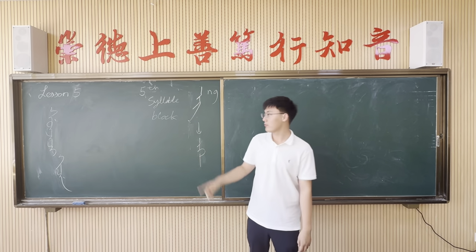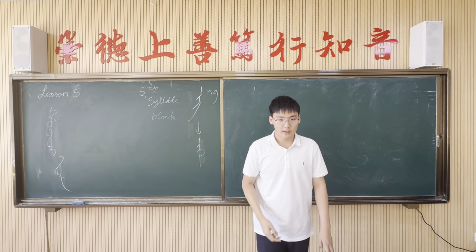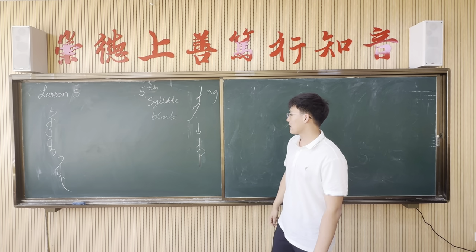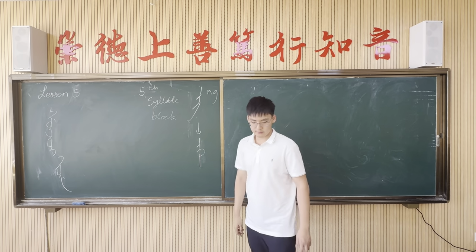Alright guys, lesson 5 Sunjati Kitchen. In this lesson we'll learn about the fifth syllable block. Now this block has a pronunciation of the NG sound.